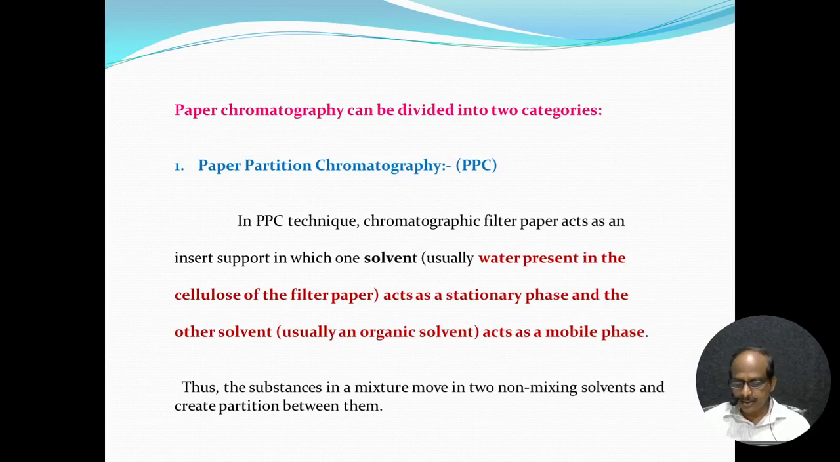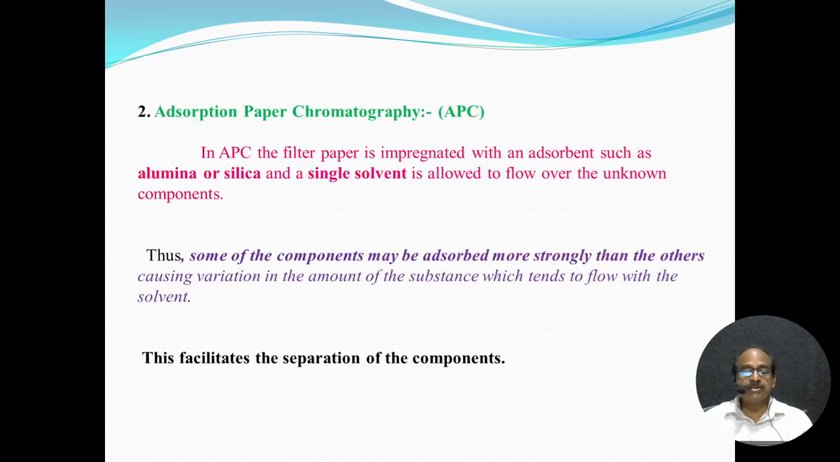In paper chromatography, what is the stationary phase? In the specially made paper, the cellulose layer contains water. That is the stationary phase. The mobile phase is the solvent.